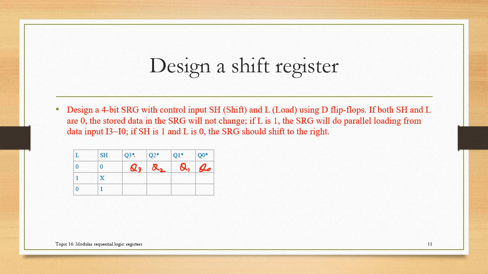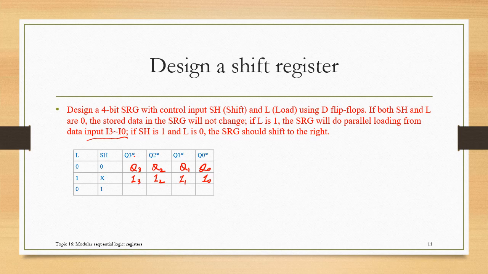And if L equals 1, then we call this load. So basically the load is active high here, right? So when it's active, we will do loading. Loading means the output will be changed to equal the data input, since we are doing parallel loading. So it happens at the same time. So now Q3 should equal I3, Q2 equal I2, and I1 and I0 like this.